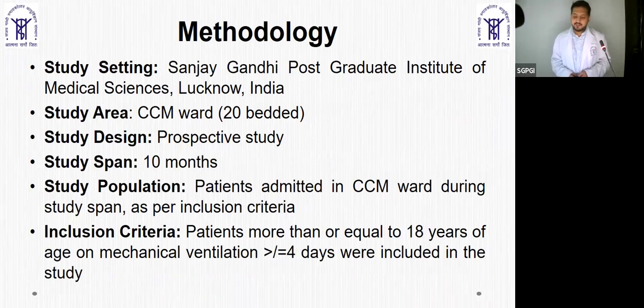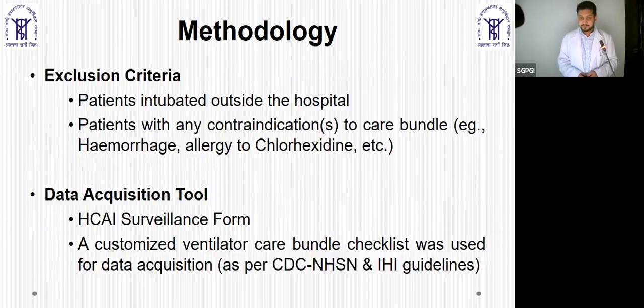This is a prospective study which was conducted in 20-bedded mixed medical surgical CCM ward at our institute spanning for 10 months. All patients admitted in critical care medicine ward who were more than or equal to 18 years of age and were on mechanical ventilation for more than or equal to 4 days were included in the study. Patients intubated outside the hospital and patients with any contraindication to care bundle, like allergy to chlorhexidine, were excluded from the study.